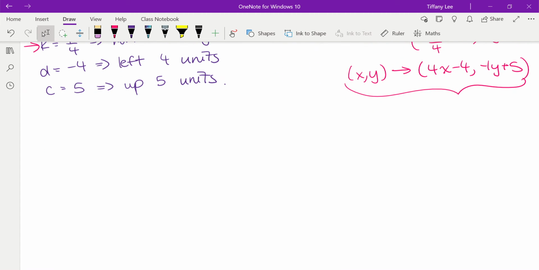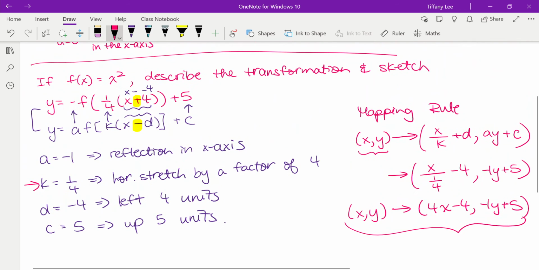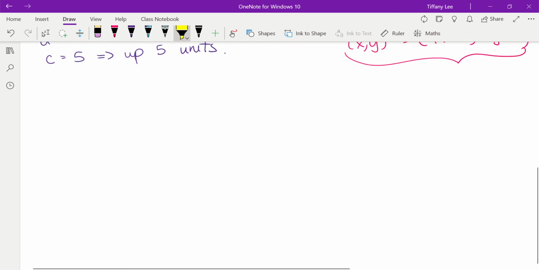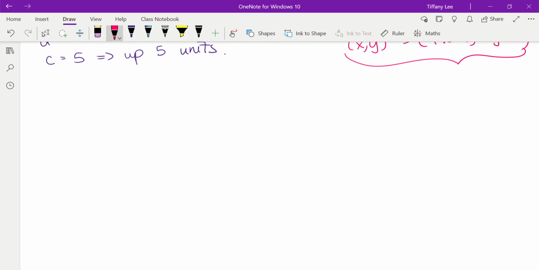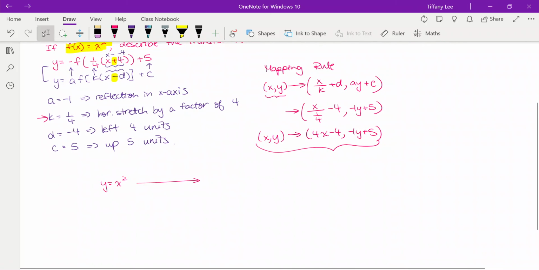Okay, so let's start figuring out our new coordinates. Now, remember, what is our parent function again? Our parent function is this quadratic equation, f of x equals x squared. So I'm going to do y equals x squared, and it's going to be transformed into this new equation.